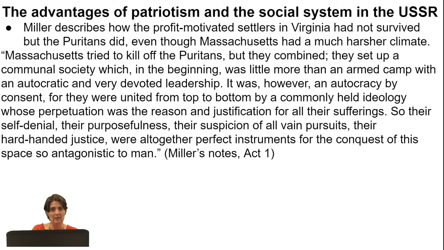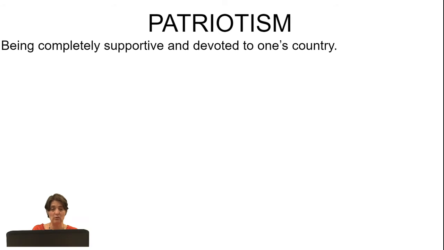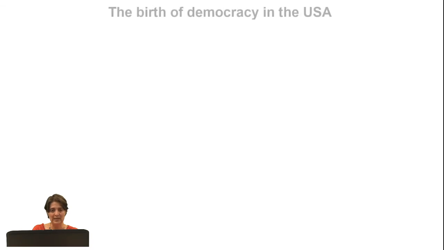So their self-denial, their purposefulness, their suspicion of all vain pursuits, their hard-handed justice were altogether perfect instruments for the conquest of this space so antagonistic to man. So in short, theocracy, autocracy kept the Puritans unified, and it helped them to survive. It wasn't a bad thing to begin with. But he then goes on to critique patriotism. And remember, patriotism is that quality of being completely supportive and devoted to one's country. Usually seen as positive, but where it's unquestioning, it can have some pretty negative outcomes.